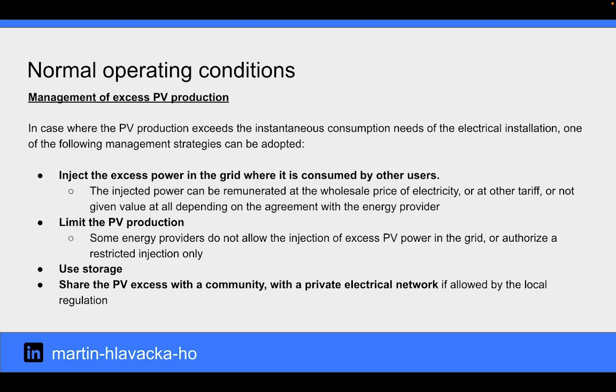Also, limit the PV production. Some energy providers do not allow the injection of excess PV power in the grid or authorize a restricted injection only. Use storage, another option, or share the PV excess with a community with a private electrical network if allowed by the local regulation.